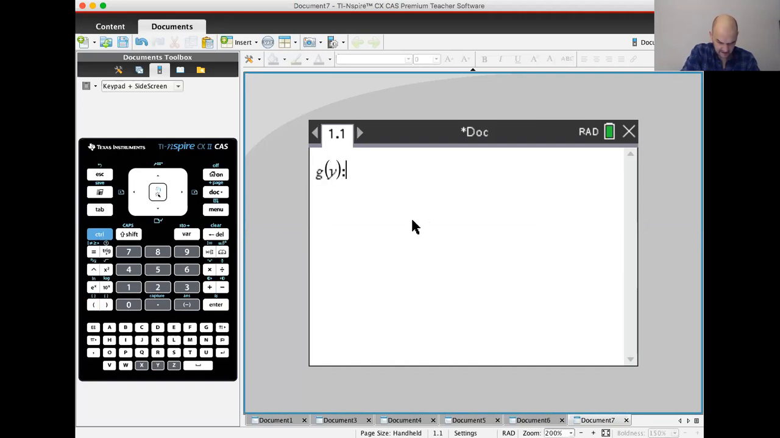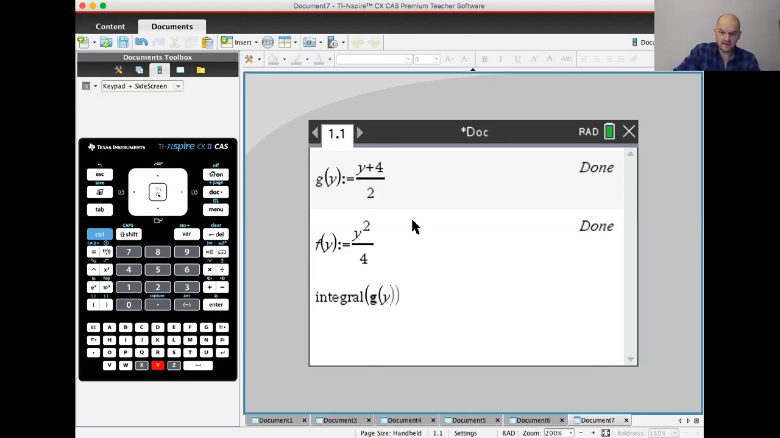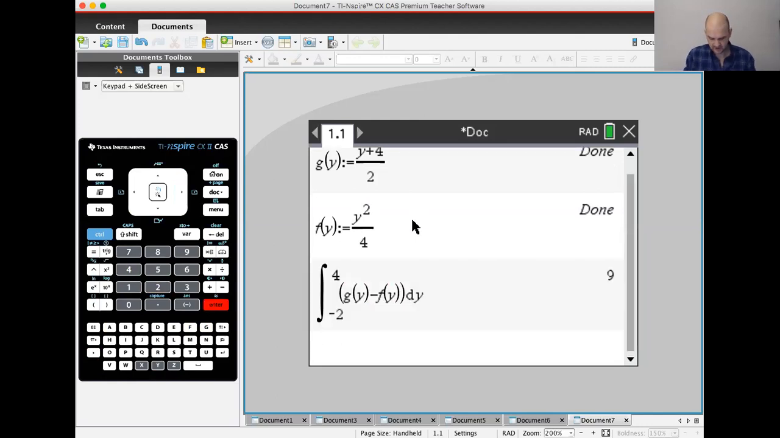All right, let's define some stuff. G of y, we said, was (y plus 4) divided by 2. And then f of y, we said, was y squared over 4. So we want to do the integral of g of y minus f of y, comma y, and we're going from -2 to 4. So we get just straight up 9, which I don't know if I was expecting that.